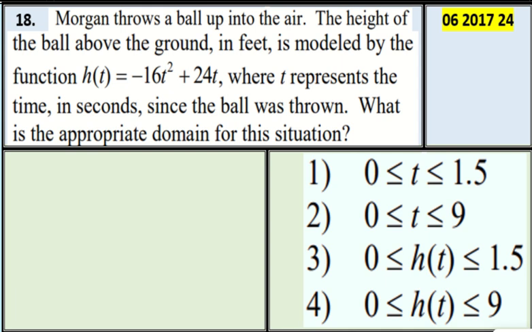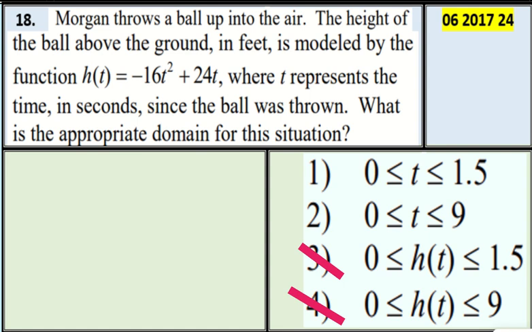So when I look at my answers, I do want to work smarter, not harder. When I look at the four answers to this question, two of them talk about the h of t. The h of t is the height of the ball, not the time that's passed since the ball's in the air. So answers 3 and 4 to this question don't make any sense. Those are distractors, so I can eliminate them before I do anything else.